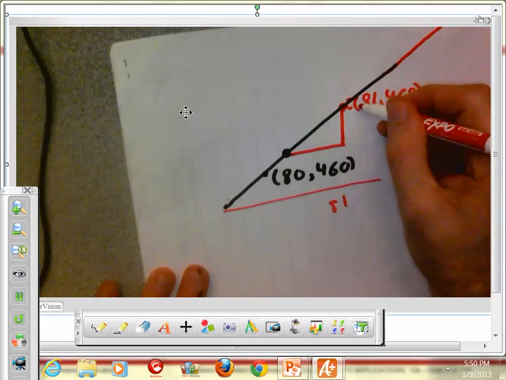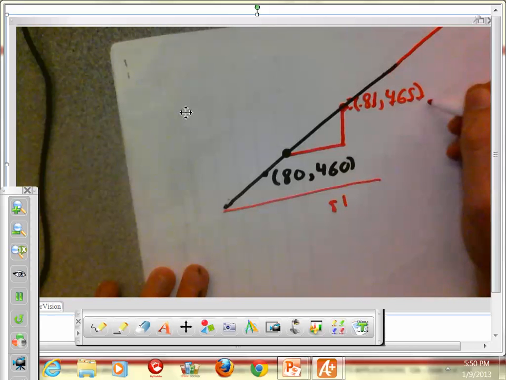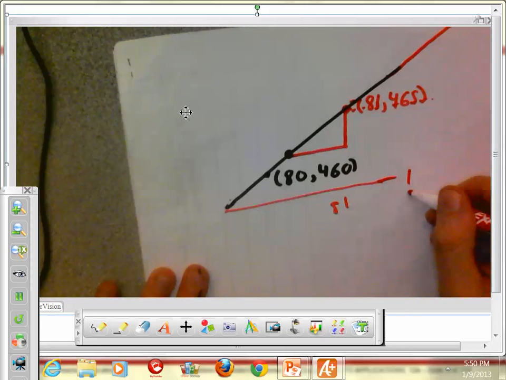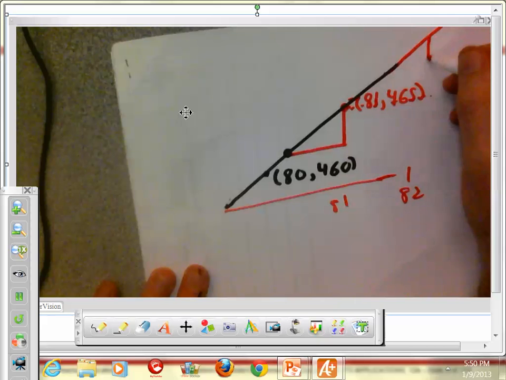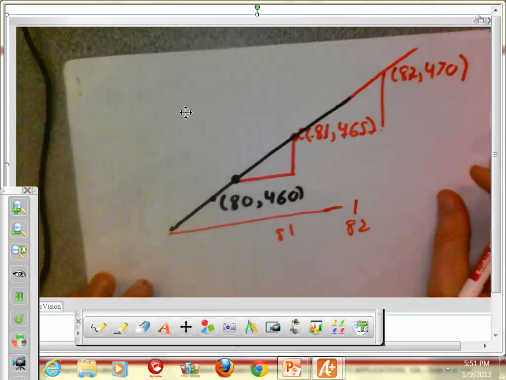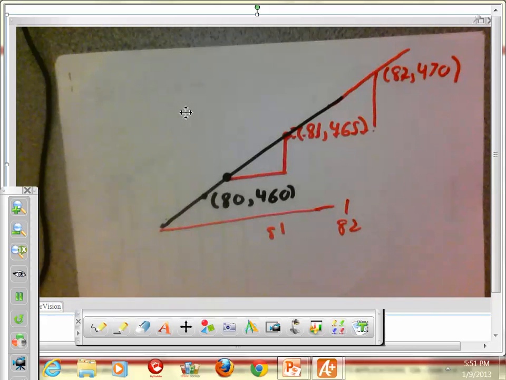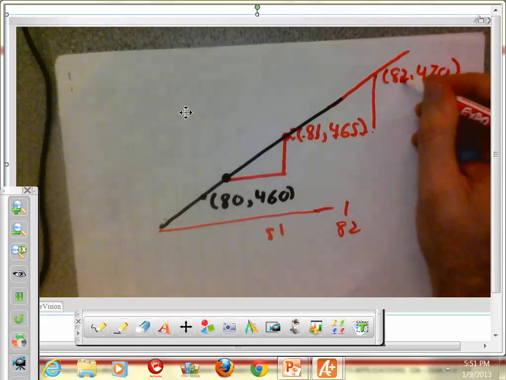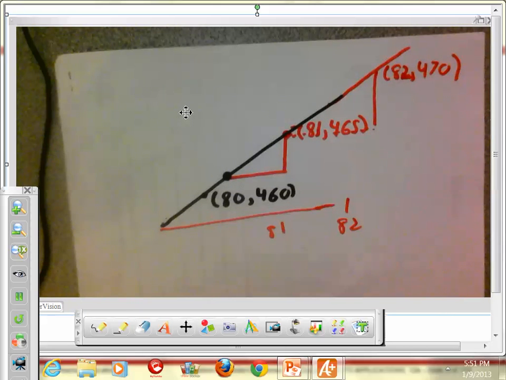But if we go forward again by 1 unit, so this is going to be, say, 82, then we go up another 5, and we have the point which is going to be (82, ...). Can someone tell me what that's going to be? 470. I'm off the page. How about now? Is that better? Okay. (82, 470). And I can go to 83. I'm going to have 475. So another point on the line is going to be (83, 475). (84, 480).